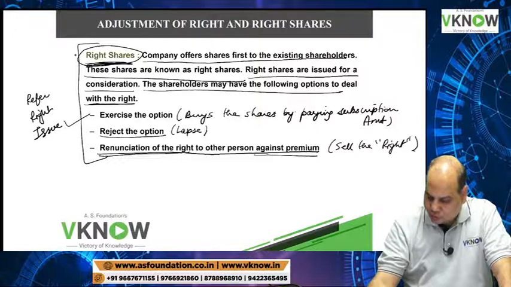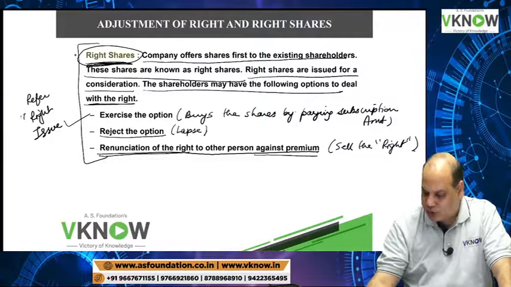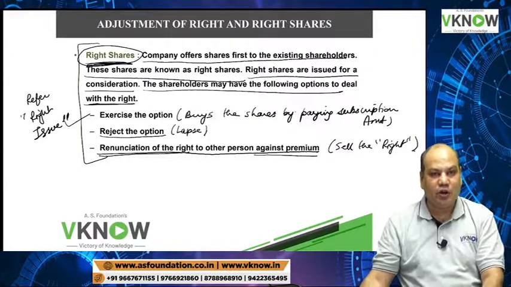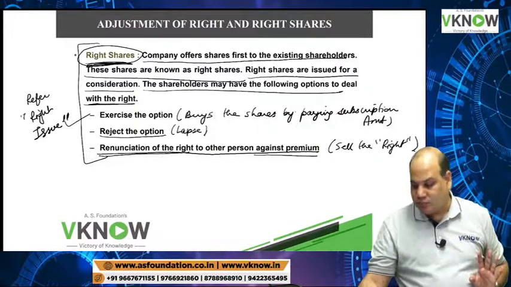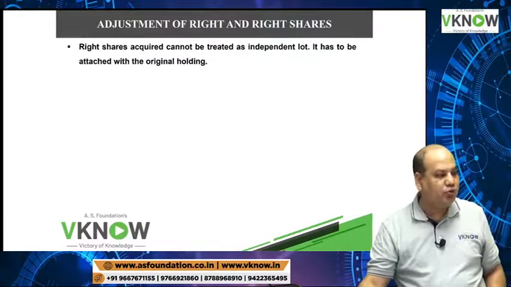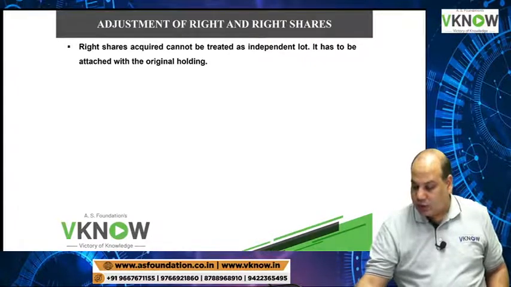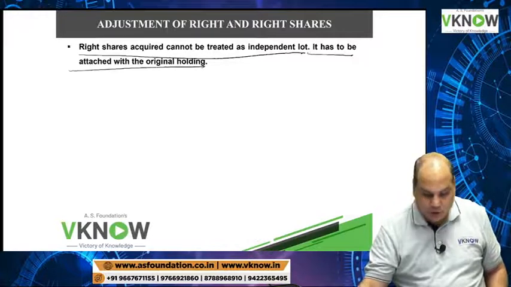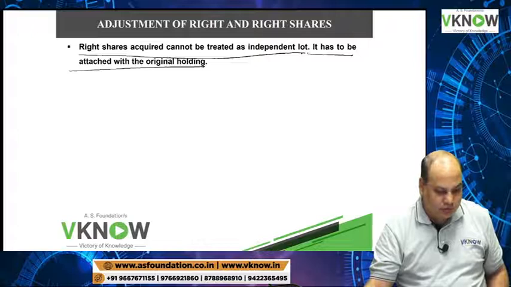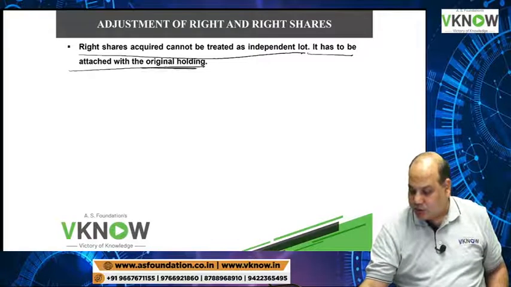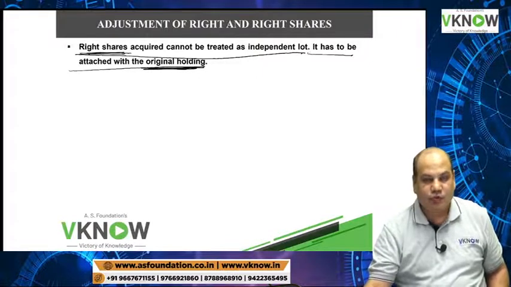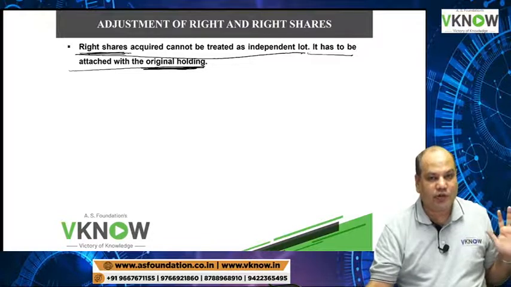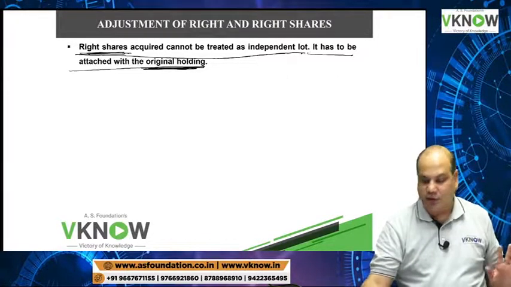Okay. So today's topic is not how rights are valued. Today's topic is accounting in the books of the investor who has subscribed to the right shares, or the one who has sold the rights. Right shares cannot be treated as an independent lot. They have to be attached with the original holding. It means there is some connection between the original holding and the right shares, because you were holding the shares previously, you got the rights.